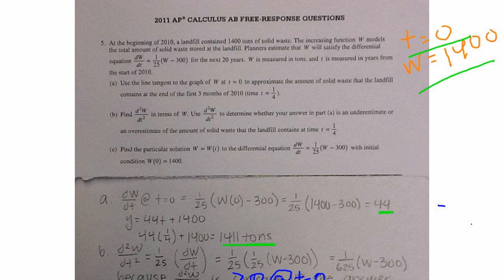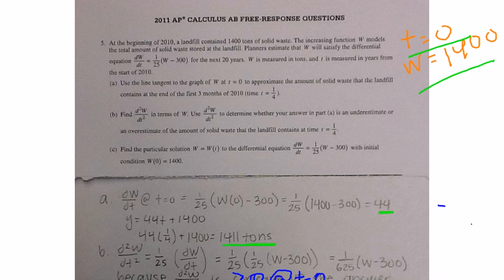Okay, in part B, it's find the second derivative in terms of W, and use the second derivative to determine whether your answer in part A is an underestimate or an overestimate of the amount of solid waste that the landfill contains at time t equals 1/4. So again, just like in part A, you want to stick with the first part. What they first ask you is find the second derivative.